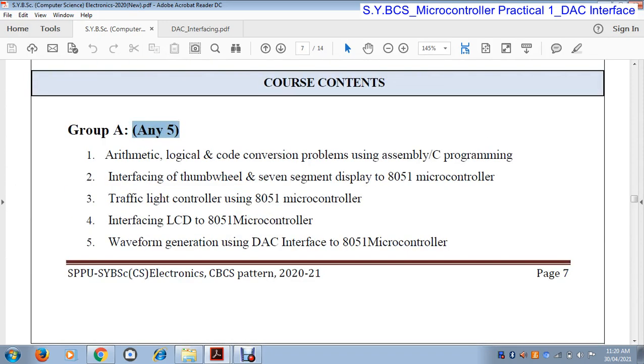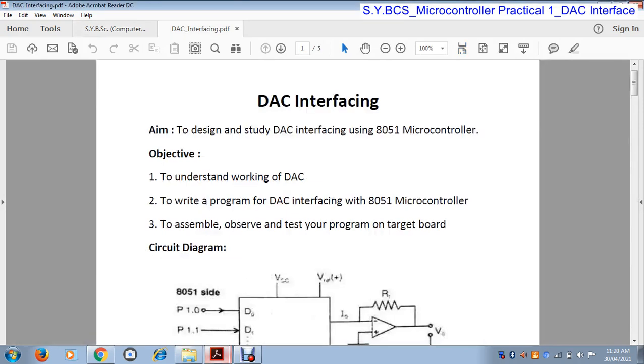Now let's start with our first practical, which is DAC interfacing. First of all, what is DAC? DAC means digital to analog converter. A DAC is a device which performs the conversion between digital data and analog data. The input of this DAC is digital and it gives the output in the form of analog.